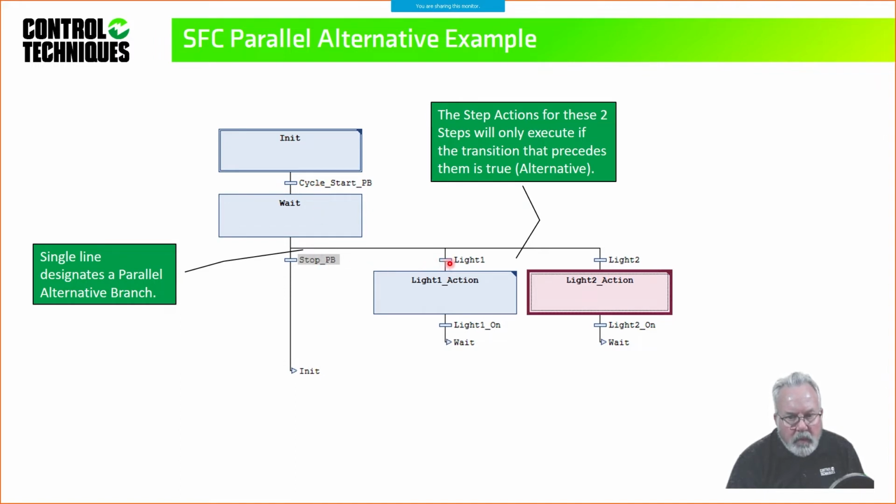Is light 1 true? If it is, it's going to do this action or perform the action associated with that step. If light 1 is on, that's the transition, which I would have set up here in the code for this step. Then it's going to jump to wait and do it again. So it's just going to hang out here. Now, same thing here. That's why it's alternative. It's got 3 alternatives here. It's going to stop, it's going to turn on light 1, or it's going to turn on light 2.